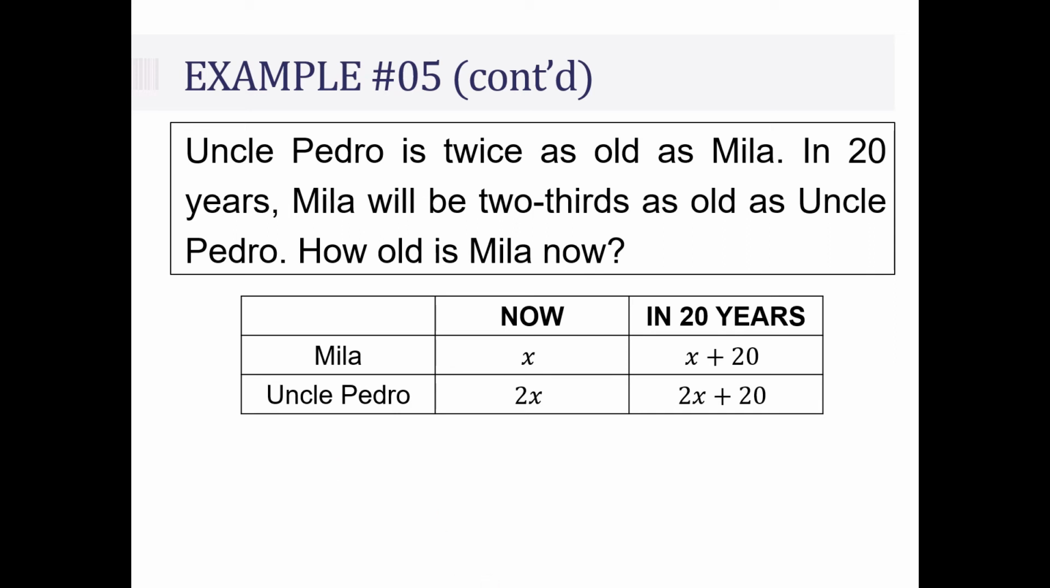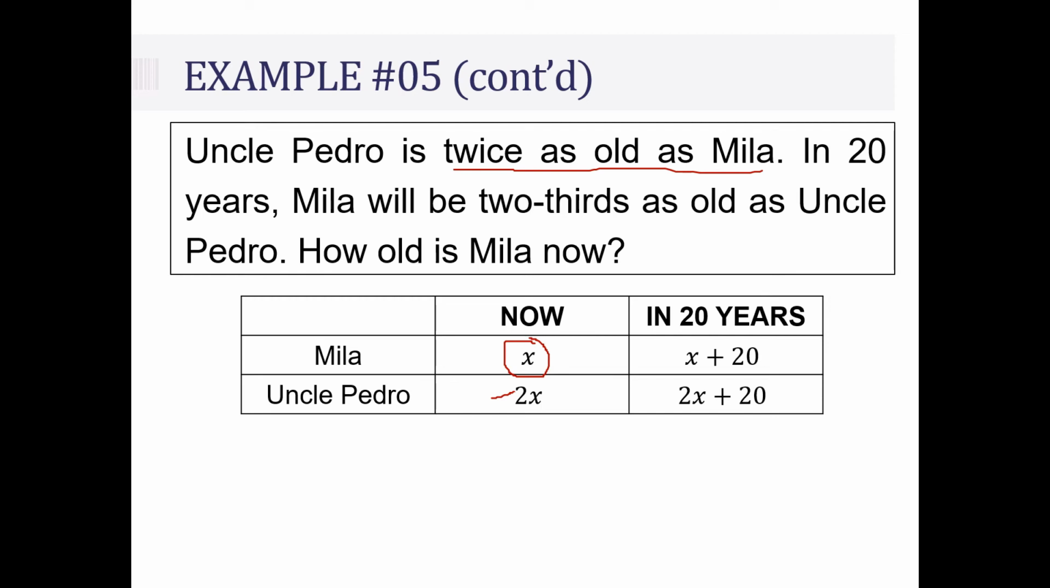So here, ang age ni Mila ay X kasi hindi natin alam. Okay? Tapos, yung age naman ni Uncle Pedro, since sabi niya dyan, twice as old as Mila, so we have 2X. Yun yung age nila now. Ngayon, ano yung age nila in 20 years?